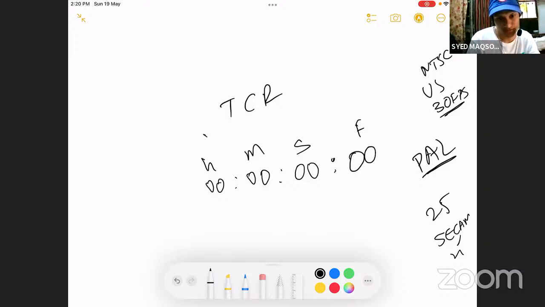So here the footage is measured or indicated. This is the digital address. We call it TCR, time code record. It means time code record.